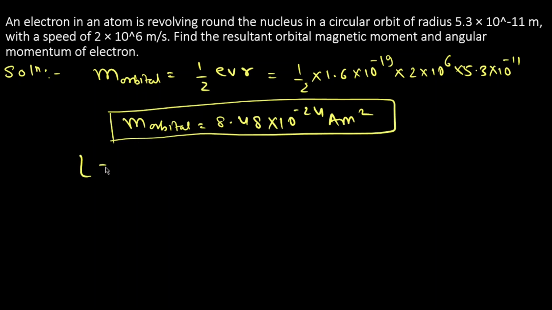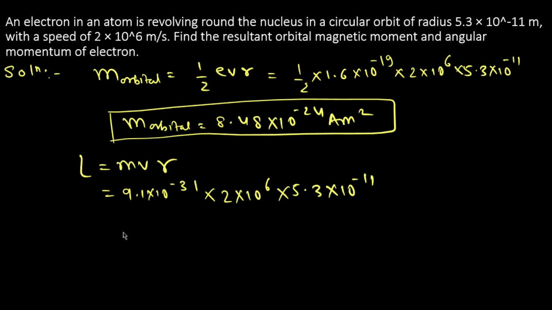So angular momentum L is given to us as mvr. So the mass of electron is 9.1 × 10^-31 kg, into velocity 2 × 10^6, into the radius of the orbit, 5.3 × 10^-11. So calculating this, we get the angular momentum to be 9.65 × 10^-35 kg meter squared per second. So let's look at the next one.